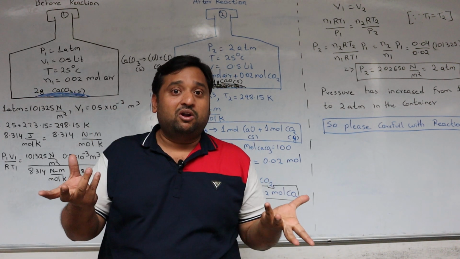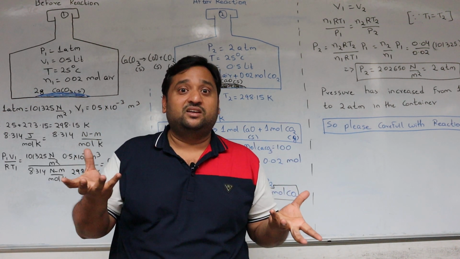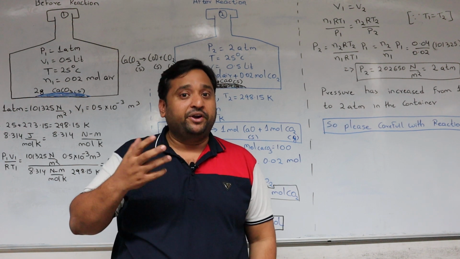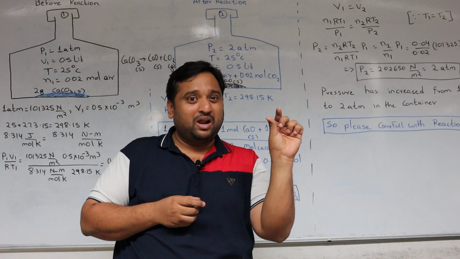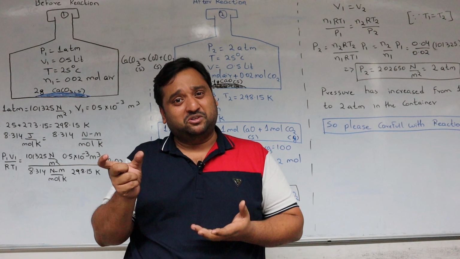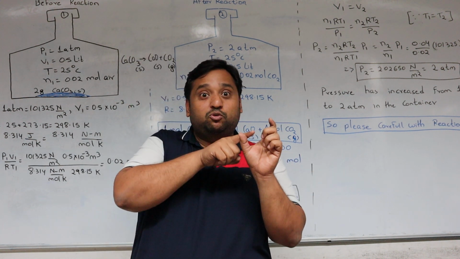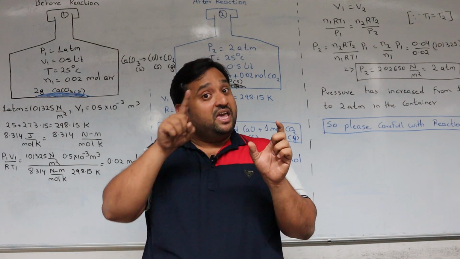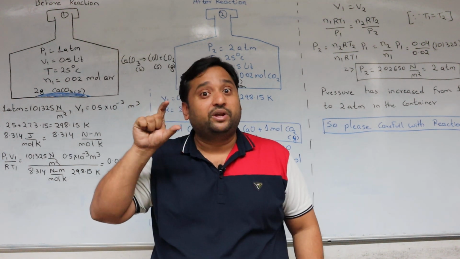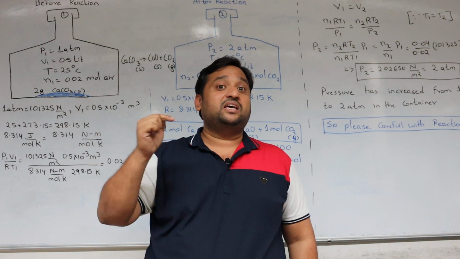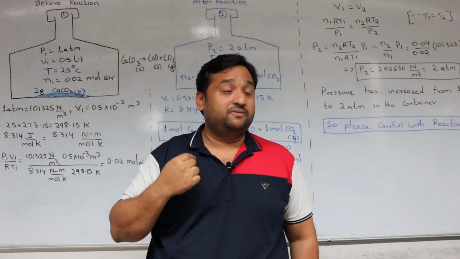If everything is solid, there is not much difference in the pressure, because everything is solid. If you have 2 grams of solid, you get only 2 grams of solid at the final stage, then there is no problem. The problem is here: CaCO3 solid gives rise to CaO solid plus CO2 gas. This production of gas has caused the increase in the pressure.